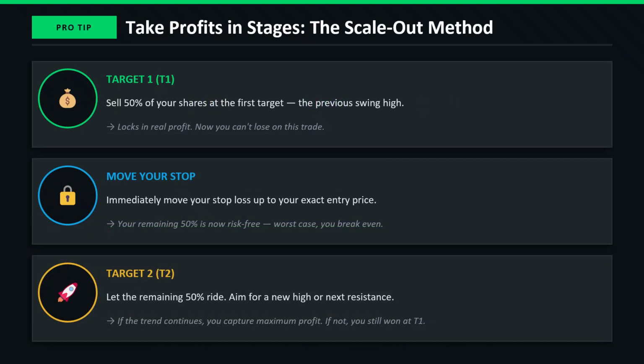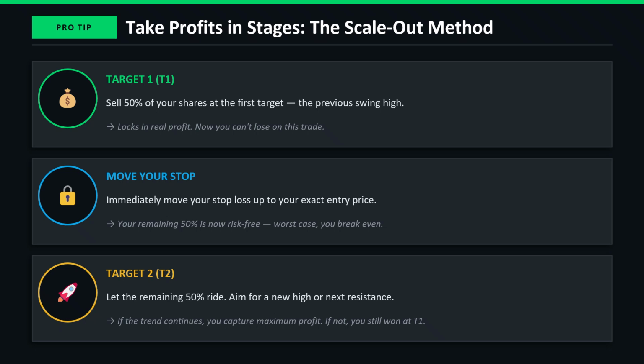Now, here's a pro tip that will take your trading to the next level. It's called the scale-out method. Instead of selling all your shares at one target, you sell them in stages. First, set target 1, T1, at the previous swing high. When price hits that level, you sell 50% of your shares. What have you done? You've locked in real profit.